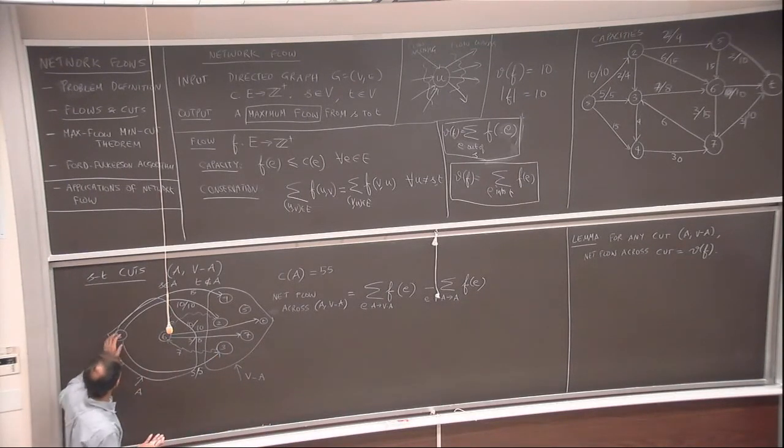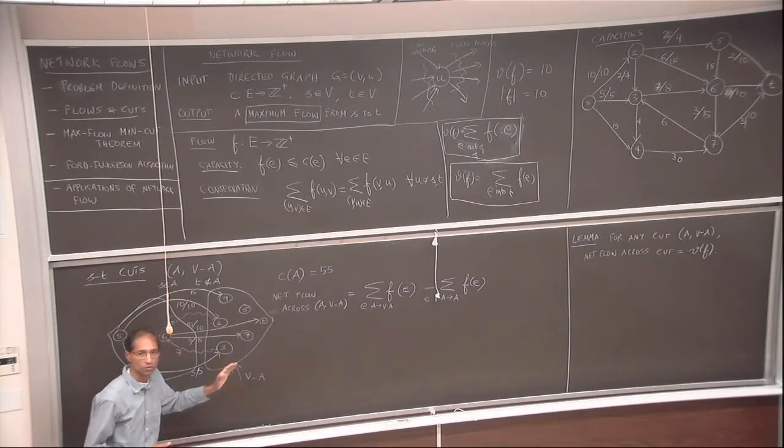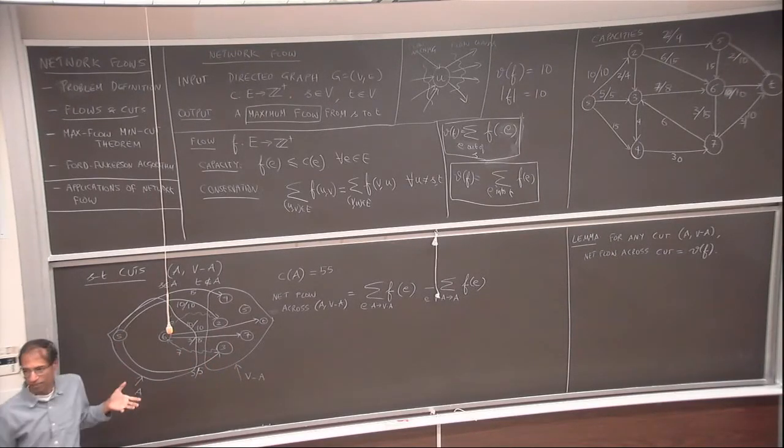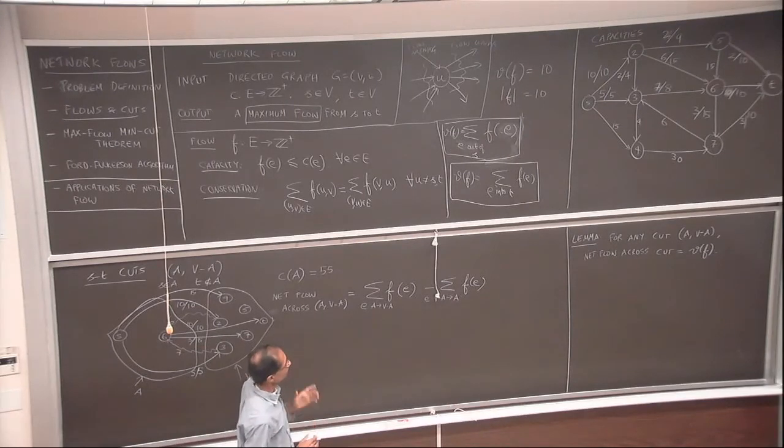So if the amount of stuff leaving S is the value of the flow, then if you look at any cut, the net amount that is going from one side to the other side has to be equal to whatever was leaving S. It cannot collect anywhere, it cannot be created. Okay? Right? Okay, so that's one of the lemmas.